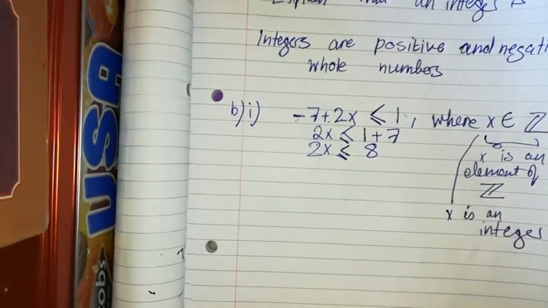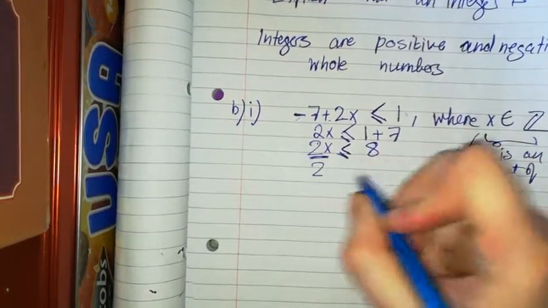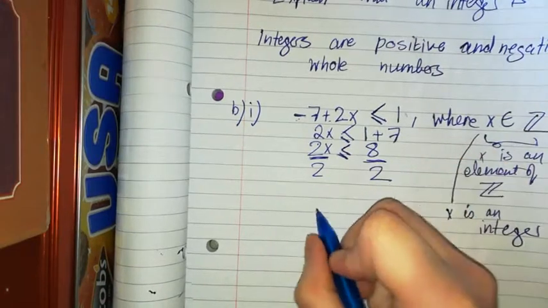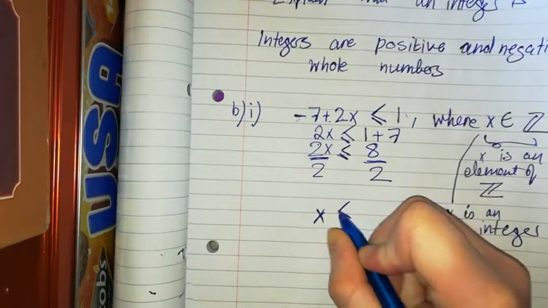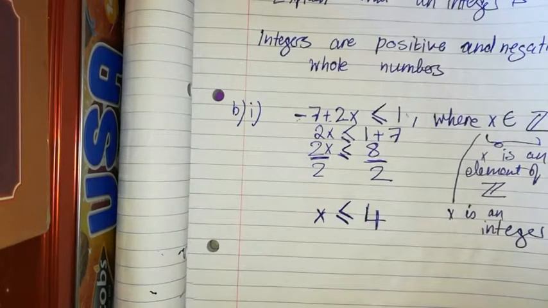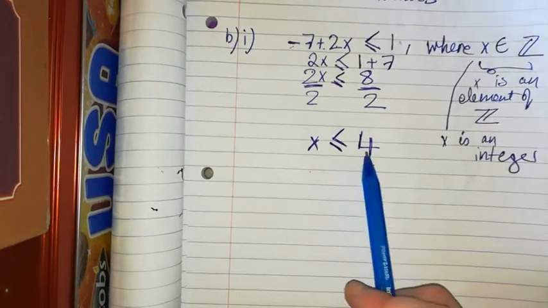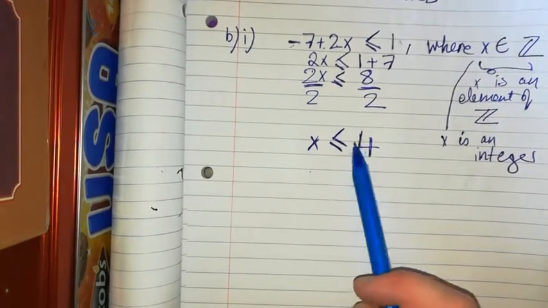Then I have to divide both sides by 2 to get what x is, so x is less than or equal to 4. Now what I was asked to do is graph this on a number line.